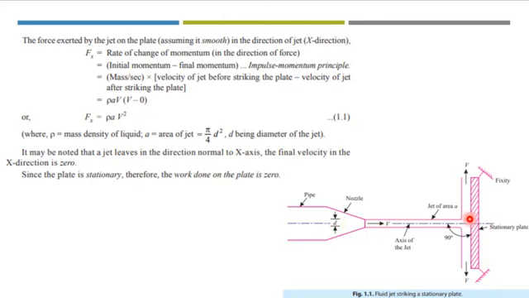And after striking the plate in x direction there is no velocity because the jet has taken a 90 degree turn. So the x component is 0. So after striking the plate 0 will be written and initial velocity will be v. So upon simplification, we get Fx equals rho A V square. It may be noted that a jet leaves in direction normal to x-axis. The final velocity in the x direction is 0, as I have explained. And since the plate is stationary, therefore work done on the plate is 0.